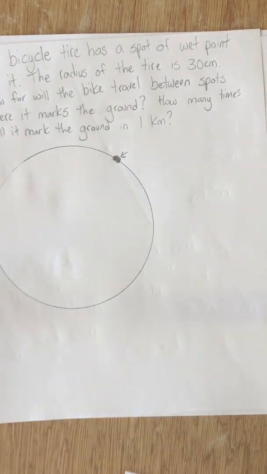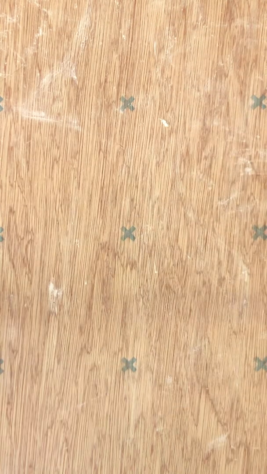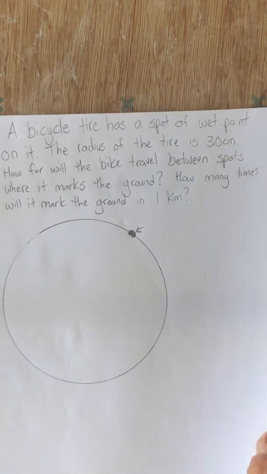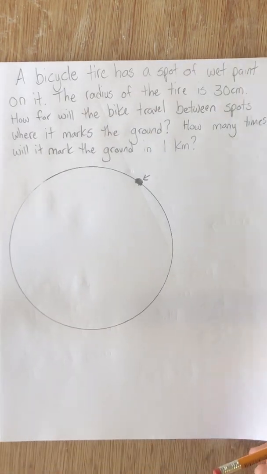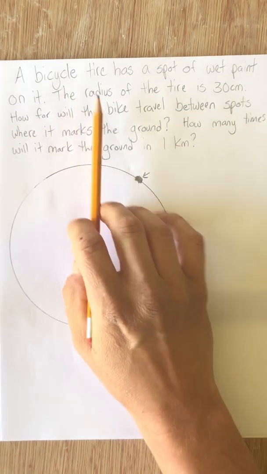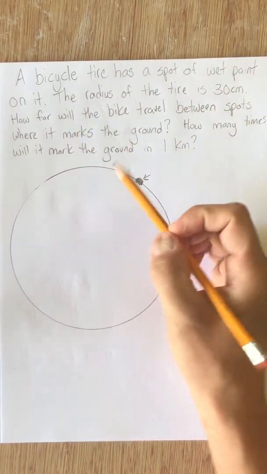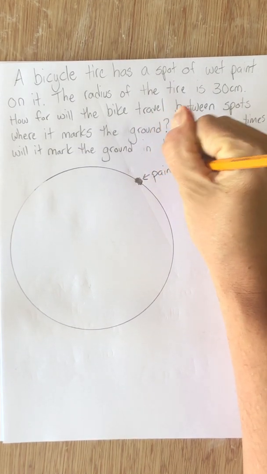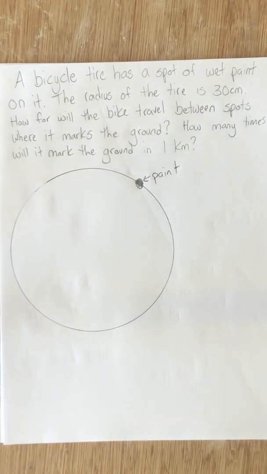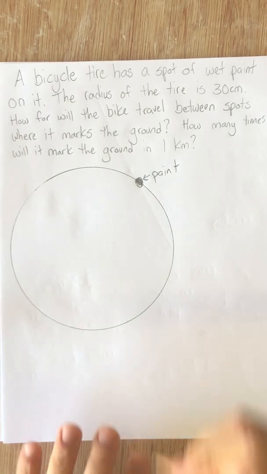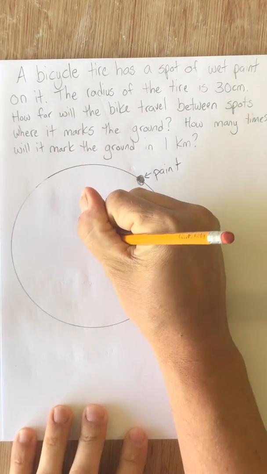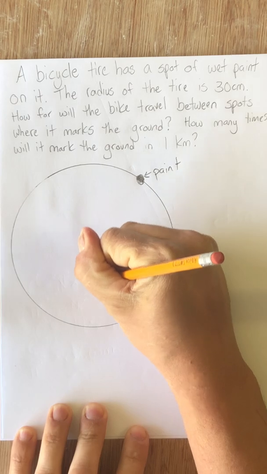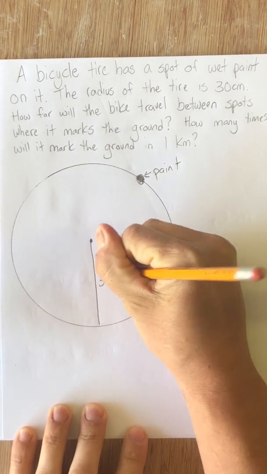Now I just have one final question that we're going to go over today, and this one's a little bit trickier. You need to think about what's going on here. I'll read the question first. A bicycle tire has a spot of wet paint on it. Here's my bicycle tire, and here's my spot of paint on the tire. The radius of the tire is 30 centimeters.